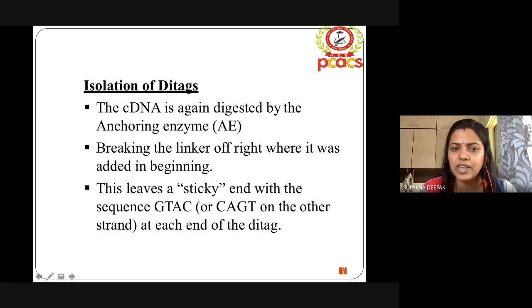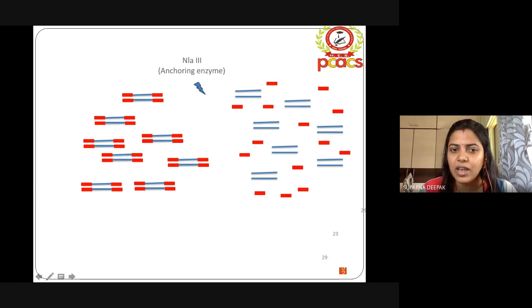Then isolation of these ditags, the cDNA is again digested with the anchoring enzyme. So we have seen, if we digest with the anchoring enzyme, what will happen? Here again there would be a cut. These portions are going to be cleaved. So this portion is going to be released free. The linkers are released free, and these ditags are going to be released free.